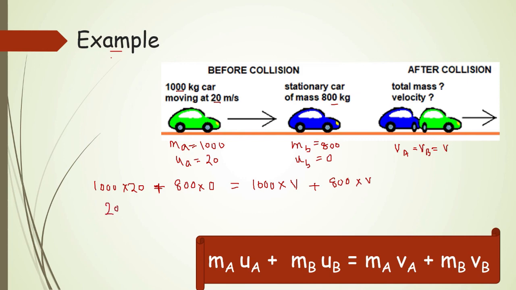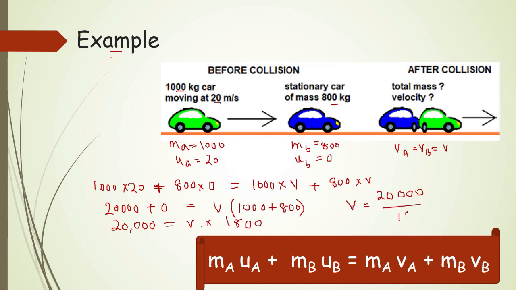So what do we get here? We get 20,000 plus 800 into 0, that is 0, should be equal to, here we can take out v common, some common velocity v, into 1000 plus 800. In other words, 20,000 should be equal to v into 1800. If we solve for v, v is equal to 20,000 divided by 1800, and we get something like 11.11 meters per second. This means that after the impact, both the cars start moving together with a velocity of 11.11 meters per second.